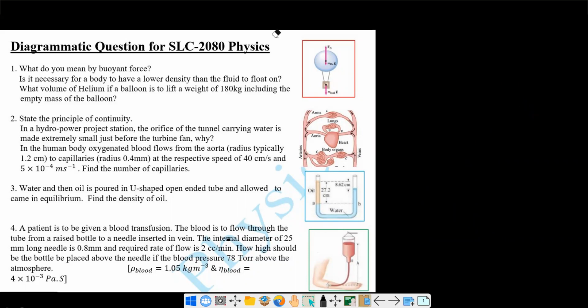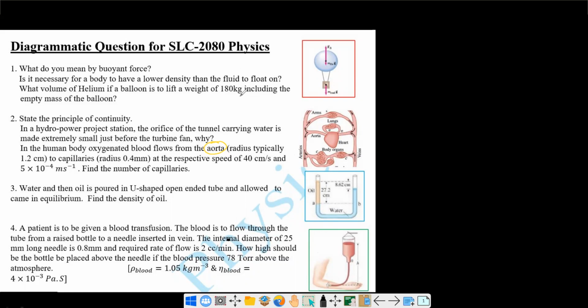Okay, let us move on to the numerical in here. This is a very pragmatic question related to our human body. In the human body, the oxygenated blood flows from the aorta. This is very well known to everyone, and the radius is generally in the order of 1.2 centimeter, and to the capillaries, with a radius of this, at a respective speed of 40 centimeter.